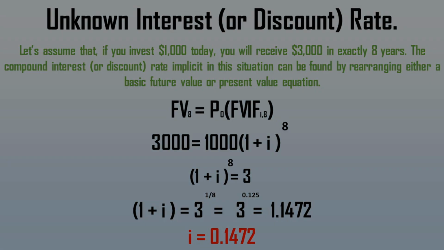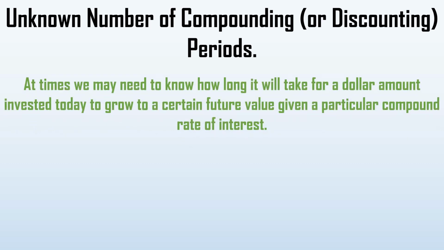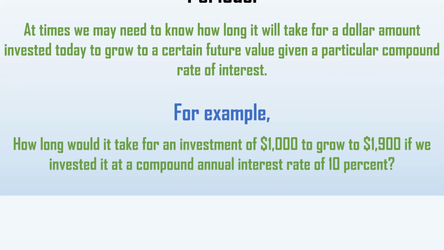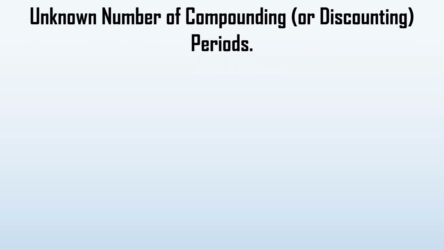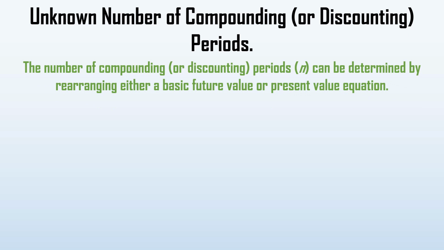Now the unknown number of compounding or discounting periods. Sometimes we may need to know how long it will take for a dollar amount invested today to grow to a certain future value given a particular compound rate of interest. For example, how long would it take for an investment of $1,000 to grow to $1,900 if we invested it at a compound annual interest rate of 10%? So now we can calculate the number of periods using simple present or future value equations.